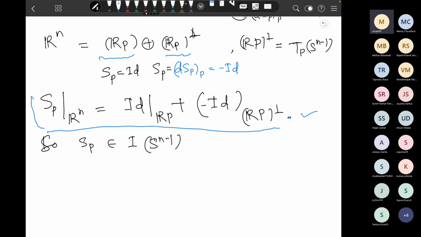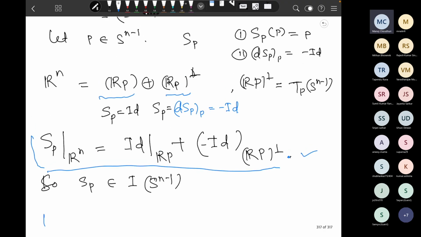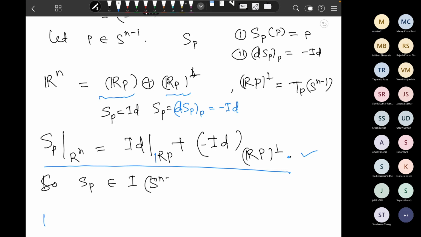I want to nail it down further. I want to calculate what SP is. So for that, Muna, could you repeat your last two sentences again? What I'm saying is, if somebody writes this line, SP on Rn is equal to identity on RP plus minus identity on RP perp, then he is specifying the geodesic inversion at the point P. On the tangent space this is minus identity. That's all you need to specify SP, right?